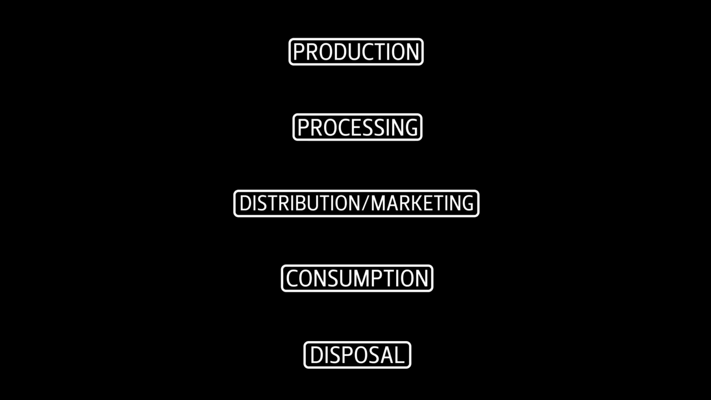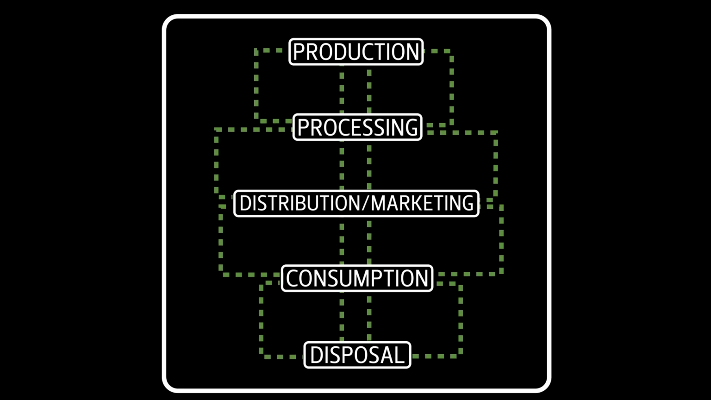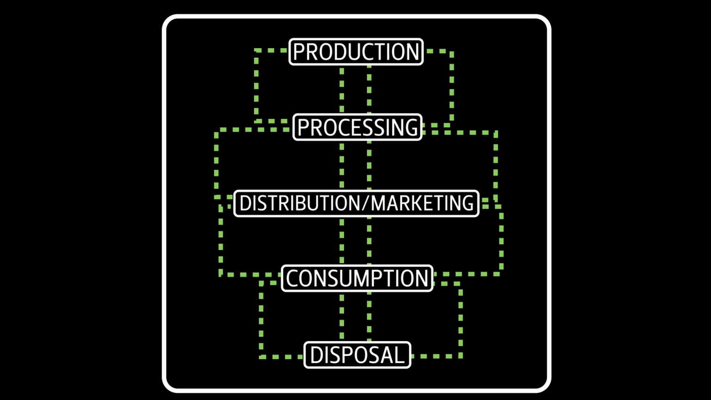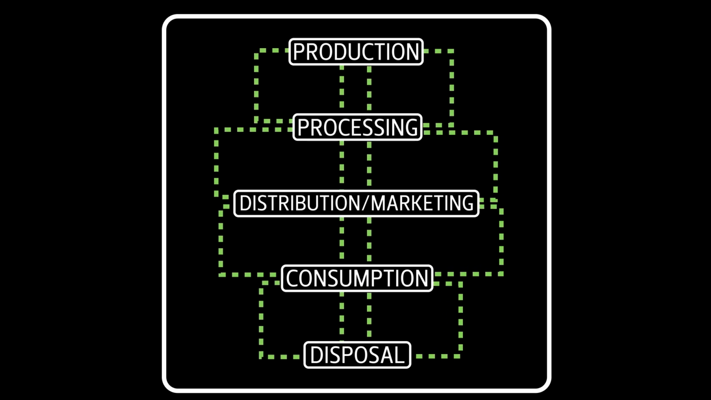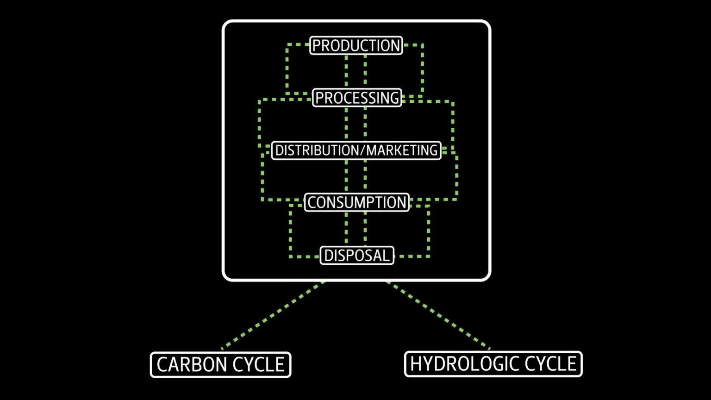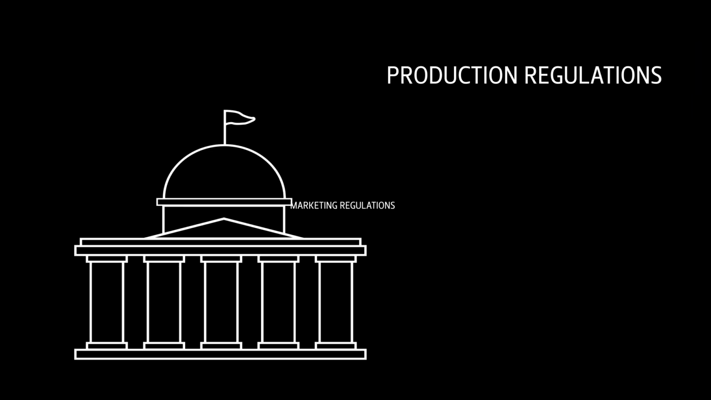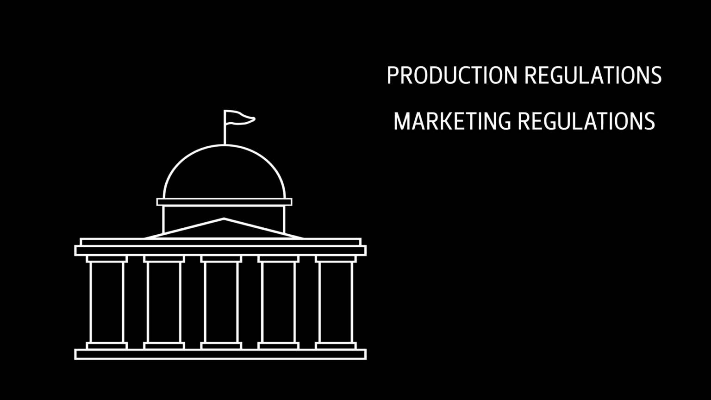The major components of organic appear to create a simple system, but it's more complicated than that. Each component within the organic system is influenced by and influences other systems. Each step relies on resources and energy use, which in turn influences natural systems such as the carbon and hydrological cycles. Systems of government provide production and marketing regulations regarding organic.